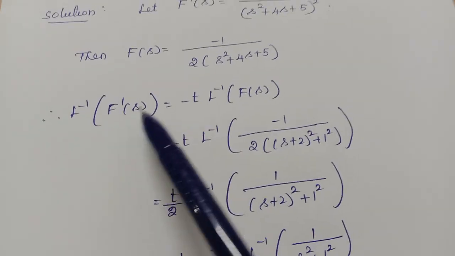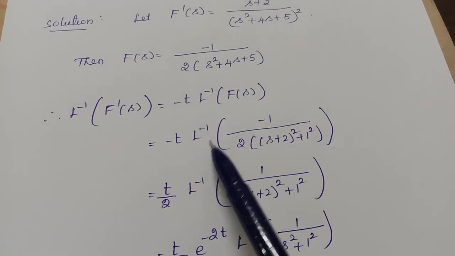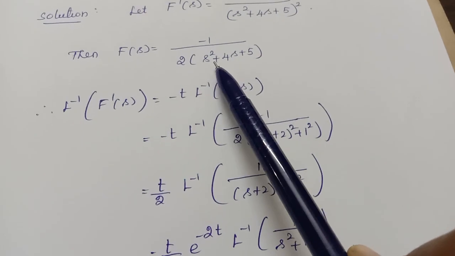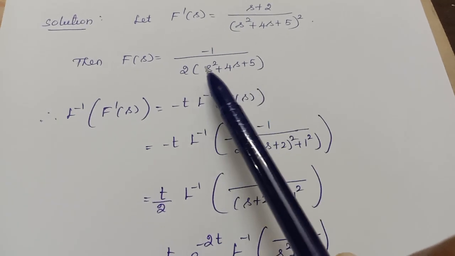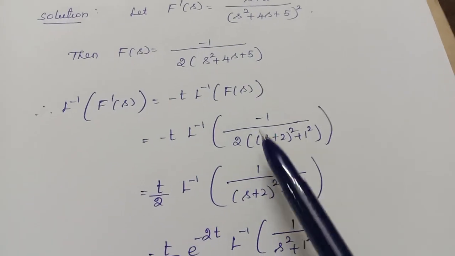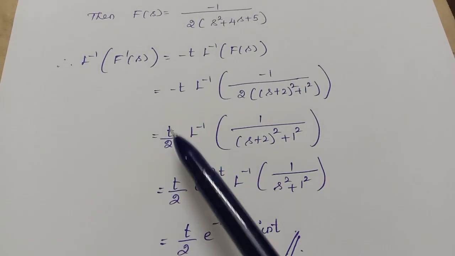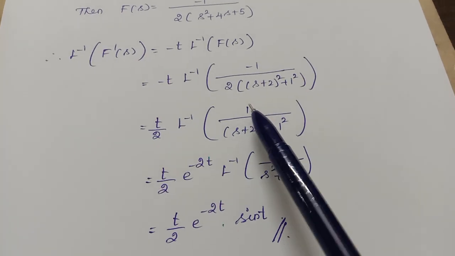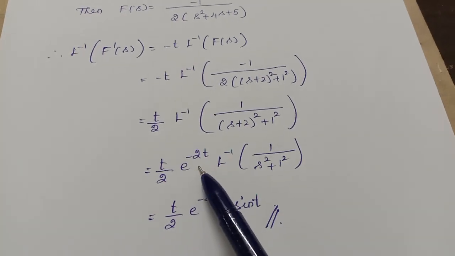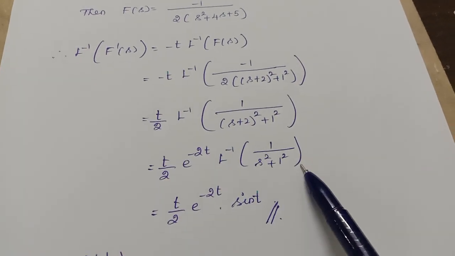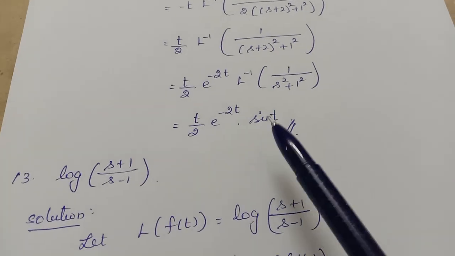So L inverse of f dash of s is equal to what? Minus t into L inverse of f of s. So minus t into L inverse of minus 1 by, I am rewriting the denominator. See, this is s square plus 4s plus 5, no? You write this 5 as 4 plus 1. Okay, then that s square plus 4s plus 4, I can write it as s plus 2 the whole square plus 1. Okay, right. Then this is equal to t by 2 into L inverse of, this is looking like what? 1 by s plus 2 the whole square plus 1 square. This plus 2 can be removed by putting e power minus 2t in the front into L inverse of 1 by s square plus 1. This is Laplace of what? Sin t. So t by 2 into e power minus 2t into sin t.